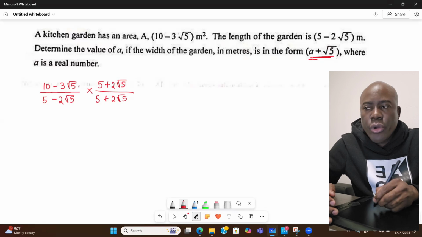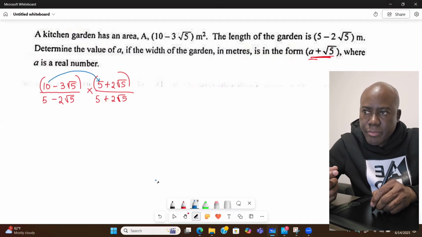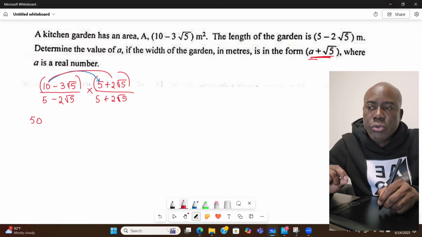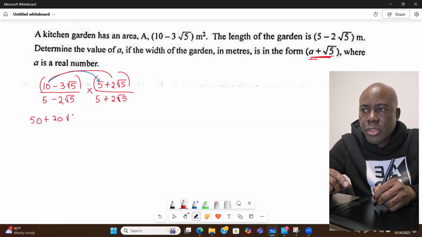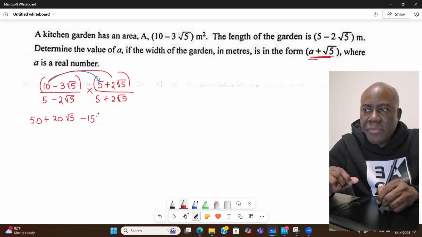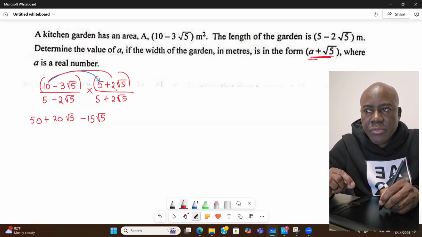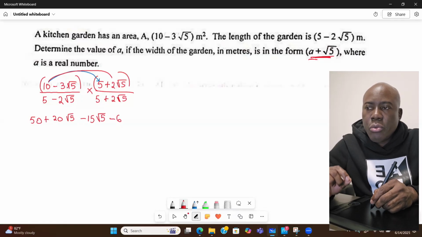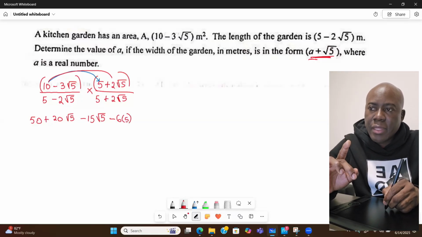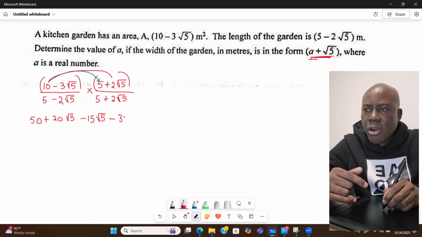Now, at the numerator, all we're going to do is multiply these terms. So we could distribute ordinarily. We're going to have 10 times 5, that's going to give us 50. Then 10 times 2 root 5 is going to give me plus 20 square root 5. Then negative 3 root 5 times 5 is going to give me negative 15 square root 5. Then negative 3 root 5 times positive 2 root 5, I'm going to get a negative 6, but root 5 times root 5 is going to give us 5, and this works out to 30, so we could put negative 30 after that.